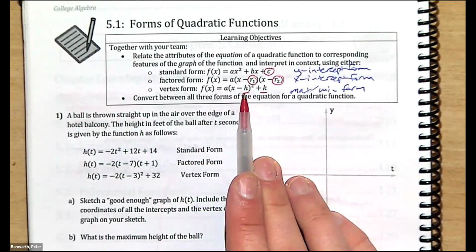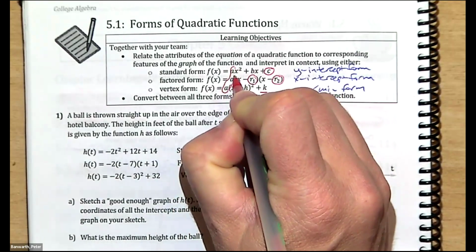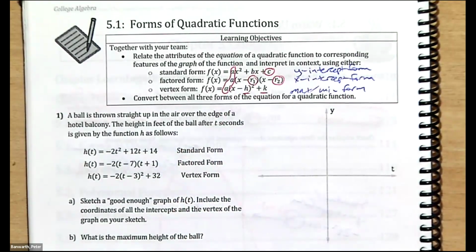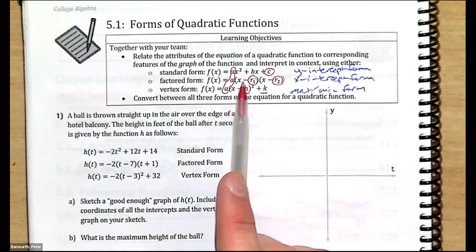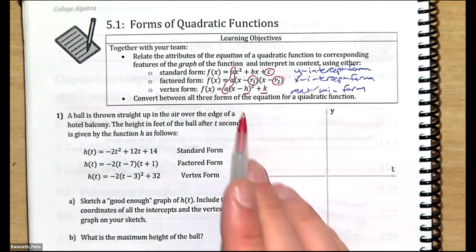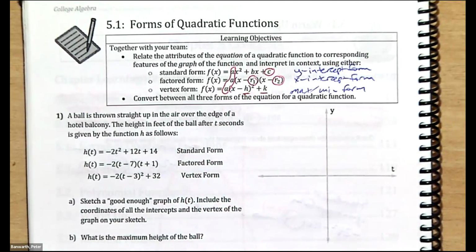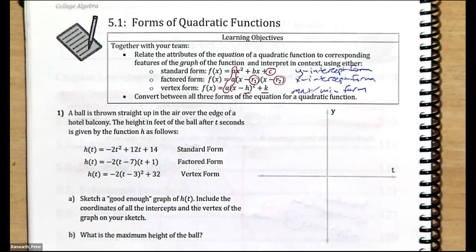The H is a minus because it's inside, right? And we know things flip when they're inside. The other thing I want to draw your attention to is the A is the same for all of them. If you have a minus 2 in standard form, you better have a minus 2 in factored form and in vertex form. C, R1, R2, H, and K, those are going to be different for all of them, probably. But the A is always the same.